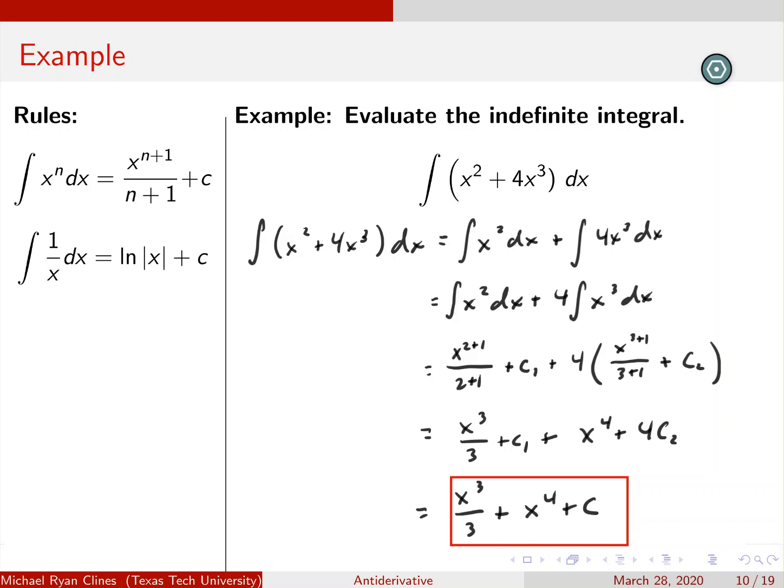Quick way to tell, take the derivative of this and make sure you end up with this. So this is the process that we are going to go about in taking antiderivatives. All right? Everyone with me so far?